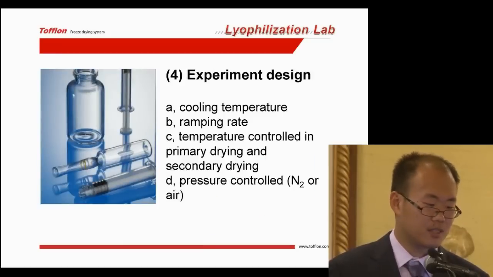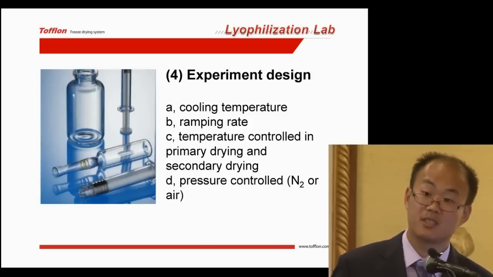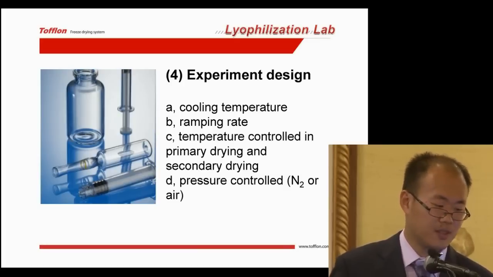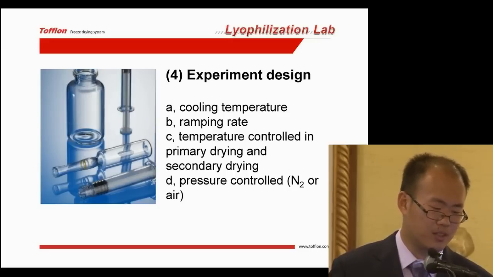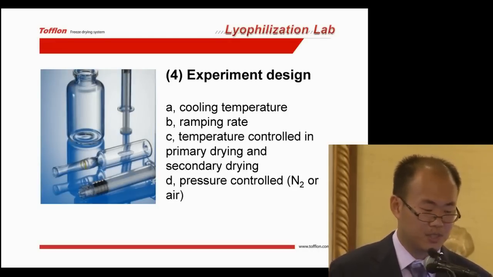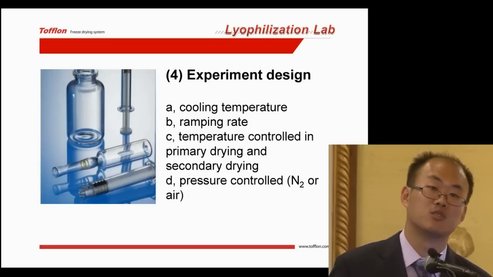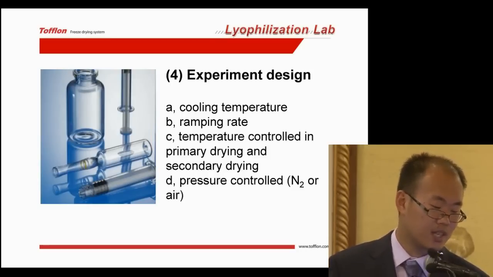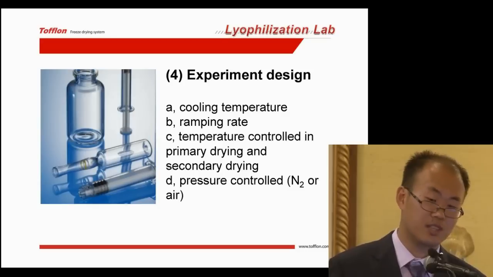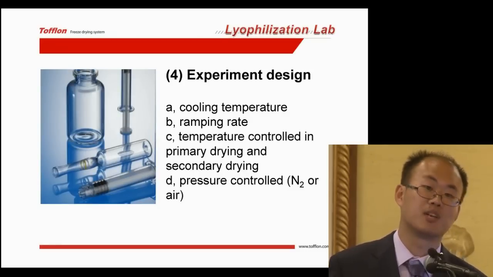The fourth step is the experiment design. To design the freeze drying cycle, we must consider several parts: the cooling temperature, the ramping rate, temperature control in the primary drying, and the pressure control. The cooling temperature, as I said just now: first we must make sure that the temperature can give us a solid of the product solution. If the liquid can't become solid, we can't go into the freeze drying. So for the cooling temperature, we must make sure the liquid can become solid.